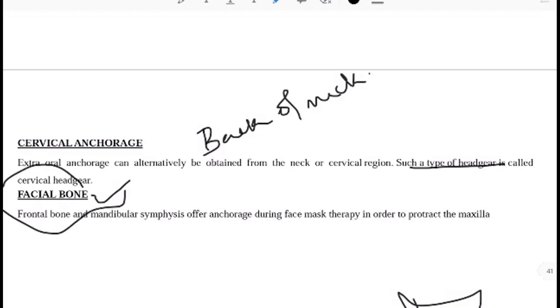Headgears that make use of anchorage from the forehead and chin are called reverse headgears. You have headgears that use the forehead and chin, right? They are known as reverse headgears, the face mask thing.